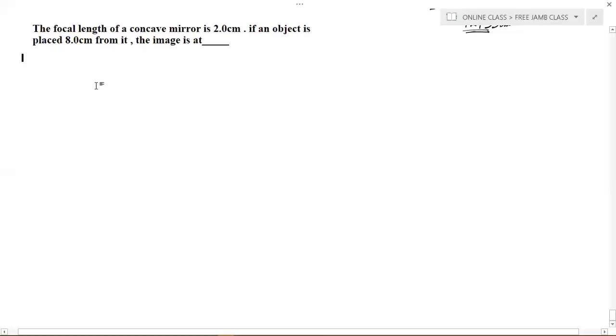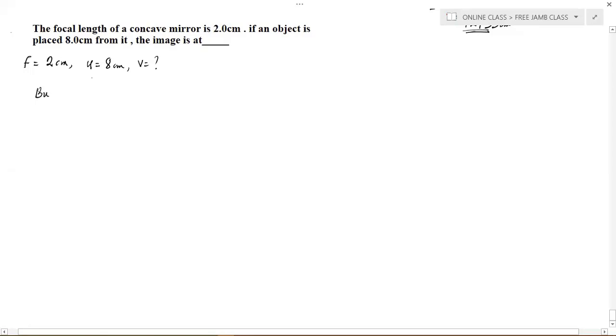We have this question that says the focal length of a concave mirror is 2 centimeters. F is 2 centimeters. If an object is placed 8 centimeters from it, that is U equals 8 centimeters, where is the image? V, the image distance, is unknown.